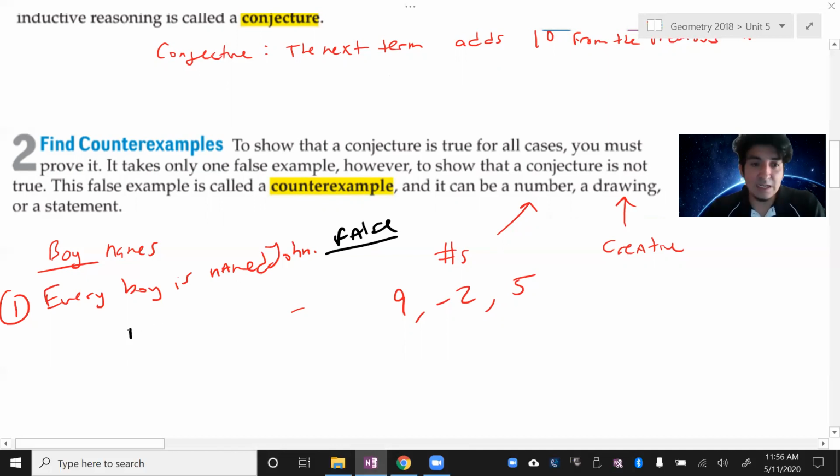Give me a name. I'm going to say Edward. Edward is a boy. So you've got to be creative when you're looking for answers. Always think of one person, because it takes just one to ruin it for everybody, right?